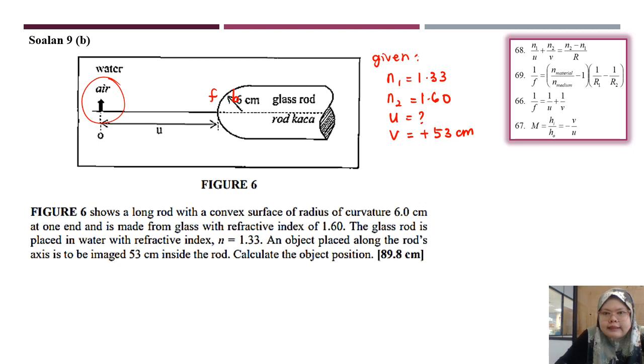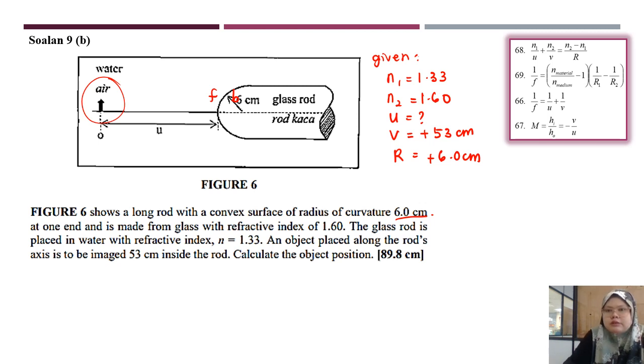Then the radius of curvature is given as 6 cm. As I said earlier, when the object is facing a convex surface, R will be positive 6.0 cm. The radius of curvature will be positive.